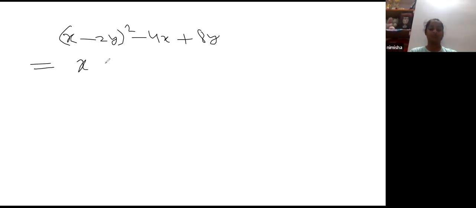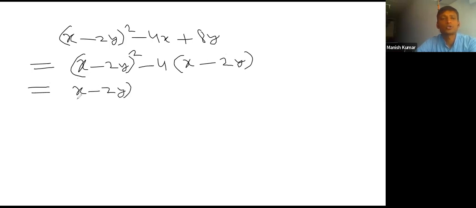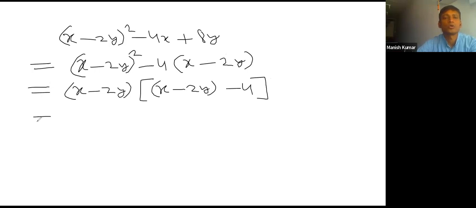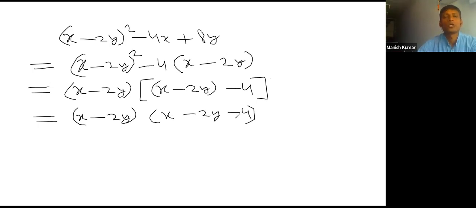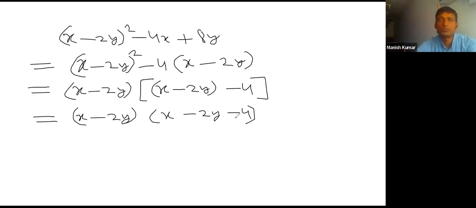No, no, sir. Here x minus 2y whole square will be written as it is. Now minus 4 is common among all. So x plus 2y, can we write like this? X plus 2y it is coming, then minus 4x. No, this will be minus only. So it is x plus minus 2y, isn't it? So x minus 2y can be taken as common outside. And what is left? X minus 2y minus 4. Equal to, we can write it as x minus 2y into x minus 2y minus 4. Any doubt in this? So this was a little bit tricky, that's all, but the formula is same, logic is same, isn't it?